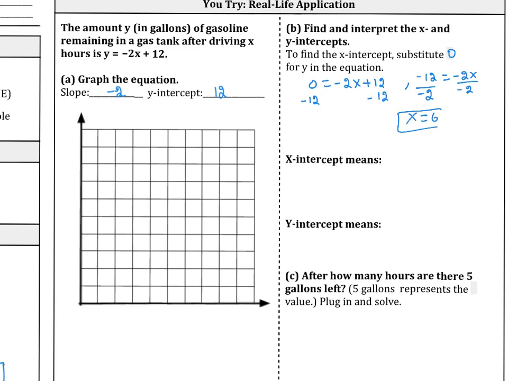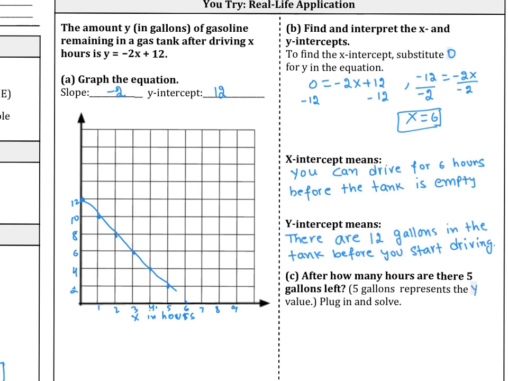x is 6. So starting from 12 here, you go down 2 over 1 because the slope is negative 2, down 2 over 1, down 2 over 1, and then you're going to reach 6. Combining these dotted points, you're going to get a line graph. You can see that your x-intercept is 6 when you graph this, and the x-intercept is 6 when you solved it through algebra. The x-intercept means you can drive for 6 hours before the tank is empty. The y-intercept means that there are 12 gallons in the tank before you start driving.